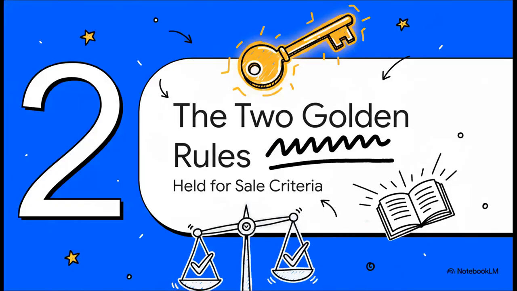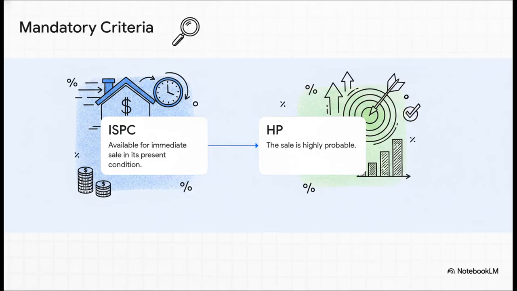Okay, so here's the deal. A company can't just say it's going to sell something and have it fall under IND AS 105. No way. It has to meet two really strict mandatory criteria. Let's call them the 2 golden rules you absolutely have to follow. And when I say mandatory, I mean non-negotiable. These are the gatekeepers. To make it easy to remember, just think of the mnemonics ISPC and HP. We'll break down what those mean right now.